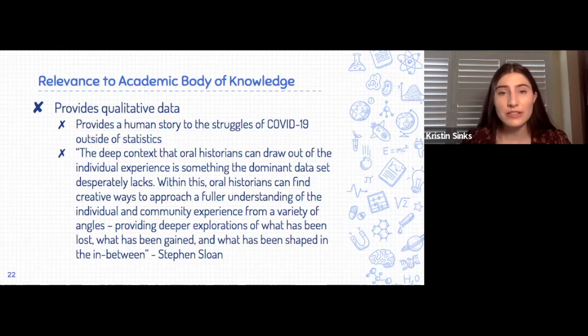As historian Stephen Sloan states, the deep context that oral historians can draw out of the individual experience is something the dominant data set desperately lacks. Within this, oral historians can find creative ways to approach a fuller understanding of the individual and community experience from a variety of angles, providing deeper explorations of what has been lost, what has been gained, and what has been shaped in the in-between.